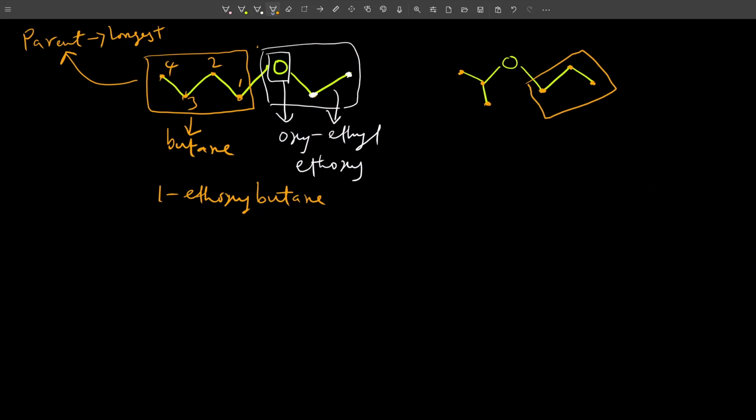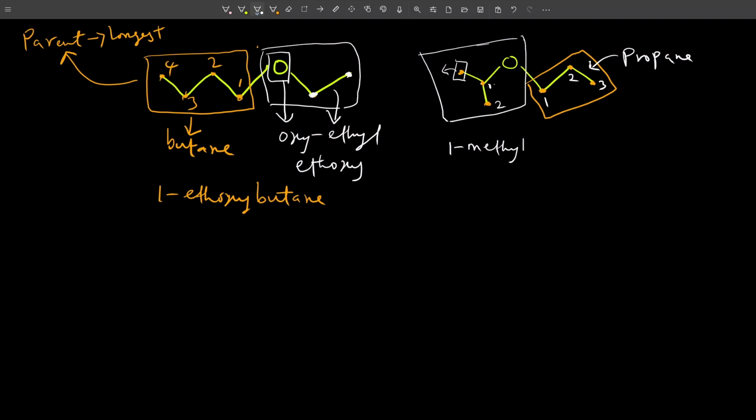So let's number the chain. This is the first carbon, number one, number two, and number three. So this is the longest. So what do you call this? Three. That will be propane. This is propane. So let's name the substituent. Methyl. I'm trying to tell the position of this methyl. So this is one methyl, and the name of this part is ethyl, right? Ethyl now is attached to oxy, so it becomes ethoxy. So this is one methyl ethoxy.